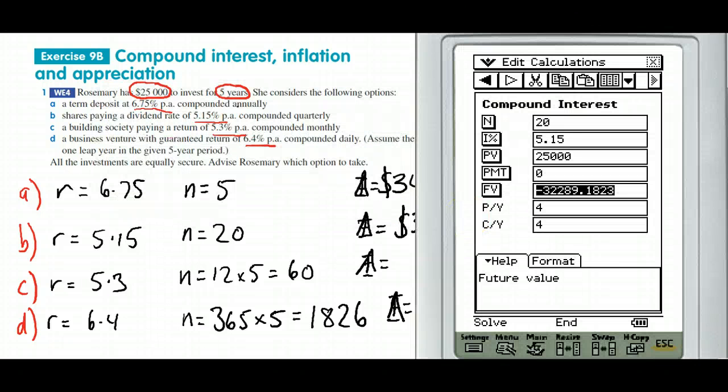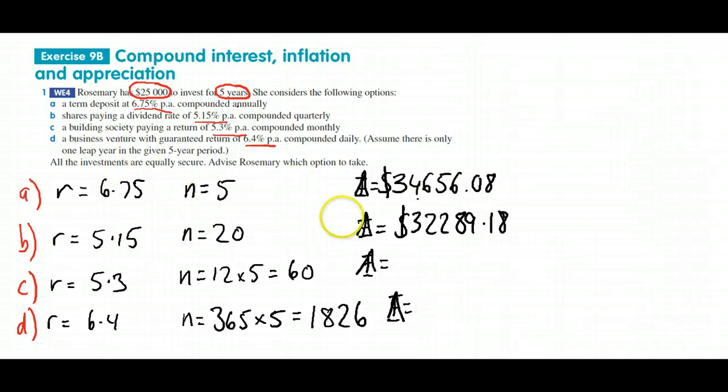For the next one, there's now 60 compounding periods. The rate is 5.3. The number of installment periods per year is now 12 because it's monthly in this one, so we change both of those to 12, and then calculate the future value. Click on there, $32,566.77.